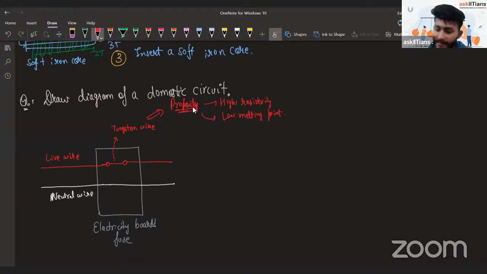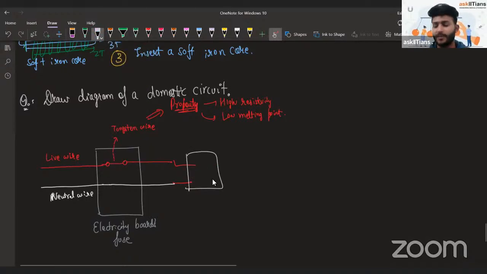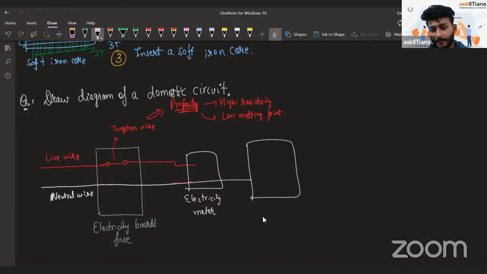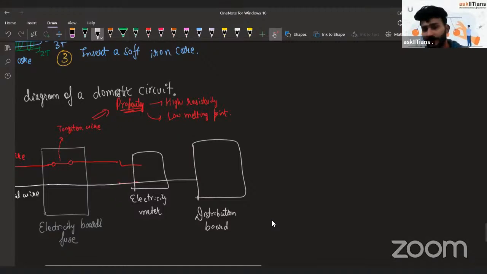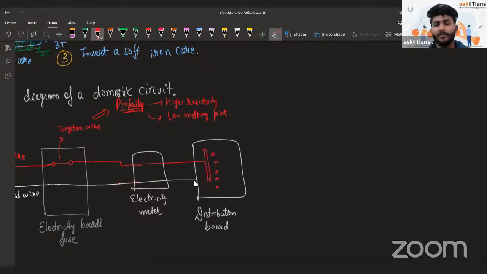So these two go into the next element, which is the electricity meter. The meter that you have in your homes, which measures the amount of electricity consumed. Then from this electric meter, it goes into the distribution board. Basically, inside the walls of your home, there is this distribution board, though sometimes it could be outside the wall also. But somewhere in your house, there will be this thing which is going to distribute the electricity further into different sockets in your house.